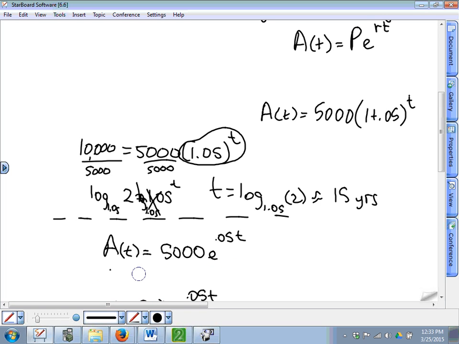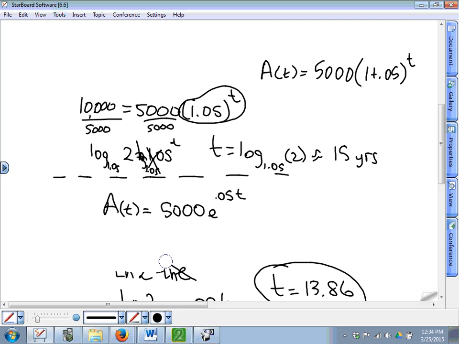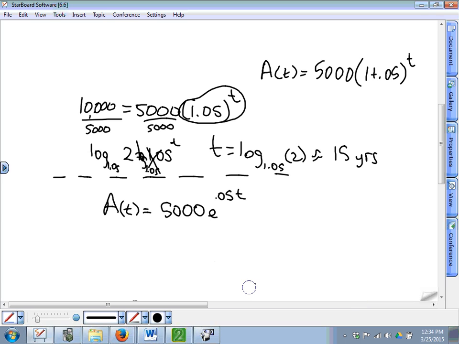This uses a different formula now because it's continuously compounding. Here's a question for you. Do you think it's going to take more time to double or less time to double? Less, because it's continuously compounding, not just once per year. So the formula, and you're going to have to remember this, the amount at any time is equal to P e to the rt. P is the principal investment, that's $5,000. R is the rate, that's 0.05. T obviously is time.